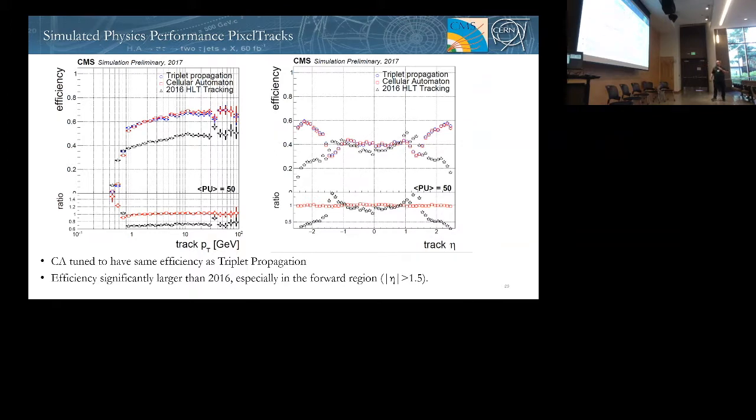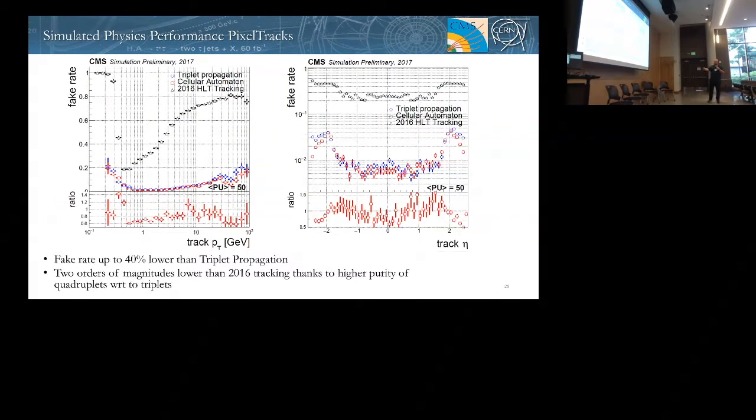And this is the fake rate, and you can see that the fake rate for the cellular automaton is up to 40% lower than the triplet propagation, and cannot be compared at all with 2016 tracking, because you have more pure collections, because these are quadruplets and not triplets.